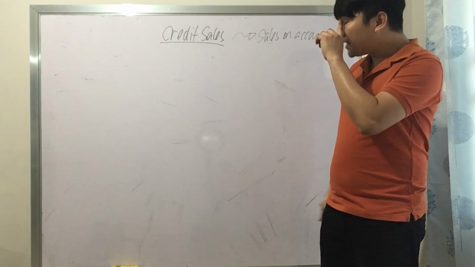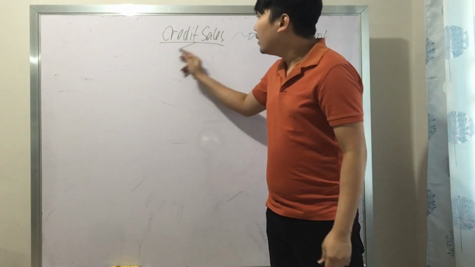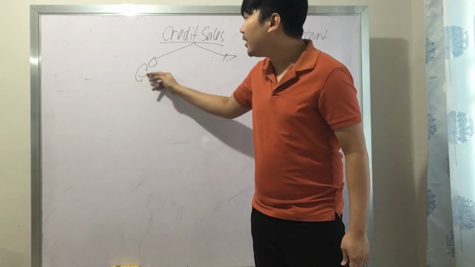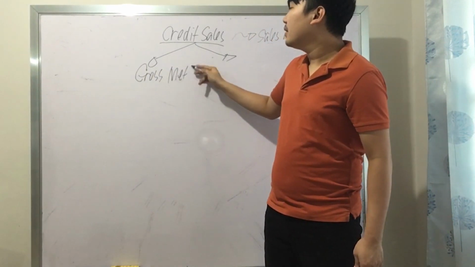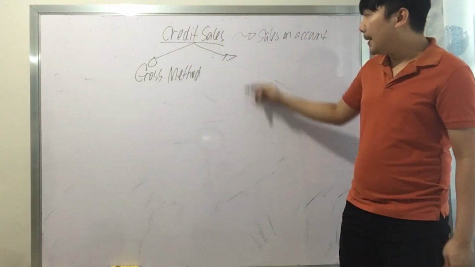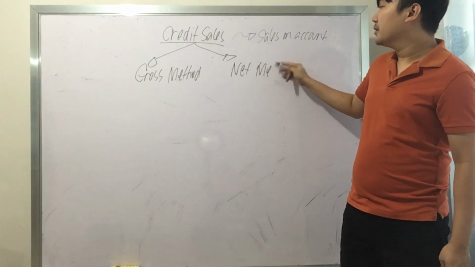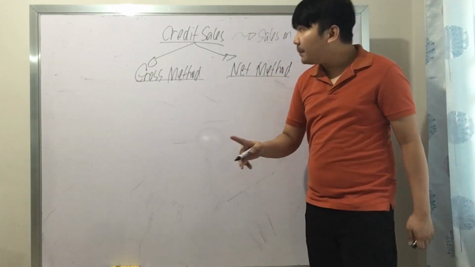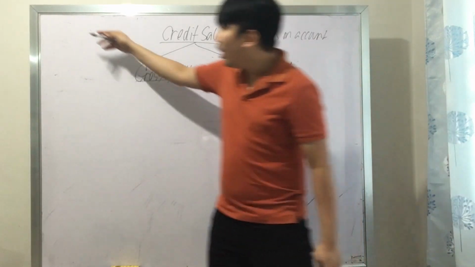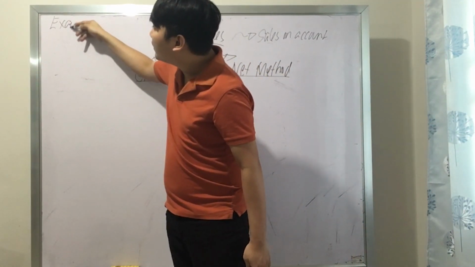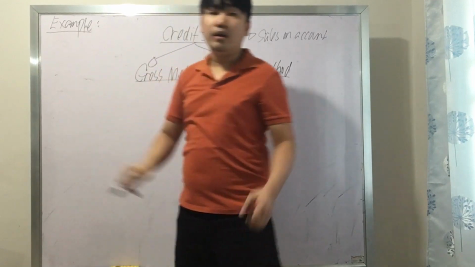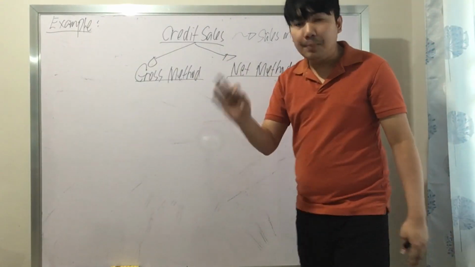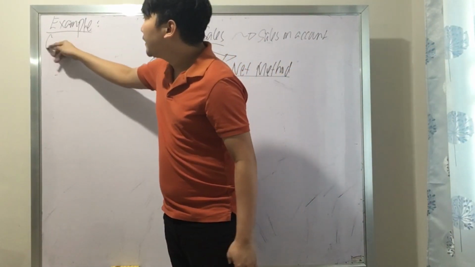Okay. Yung credit sales daw, class natin, uses two methods. We have the gross method, okay, and we have the net method. Okay, para hindi ka mahirapan, class, I'll give you an example. O, dito na, so bibigyan na ako ng example dito na, class, kung ano pinagkaiba ng gross method sa net method.